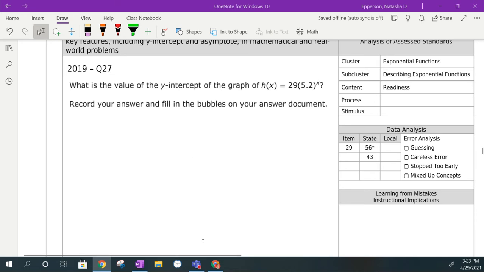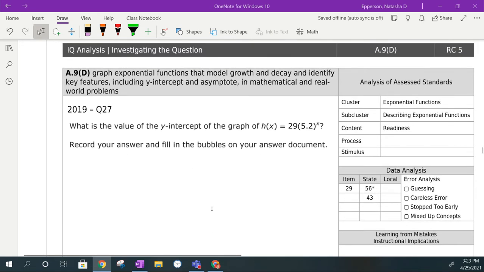All right, in this TEAK 9D, we are going over exponential functions, identifying key features such as the y-intercept, asymptote, in both mathematical and real-world problems. We want to know what the y-intercept of this graph, of this function. Your y-intercept is going to be your a value, and that is 29.